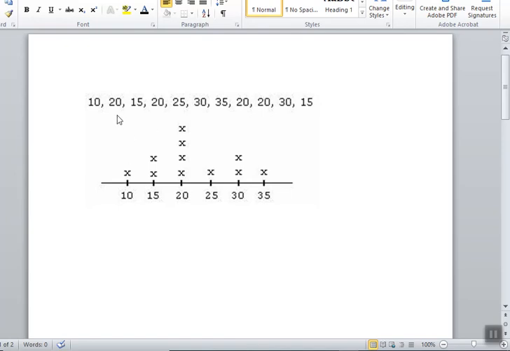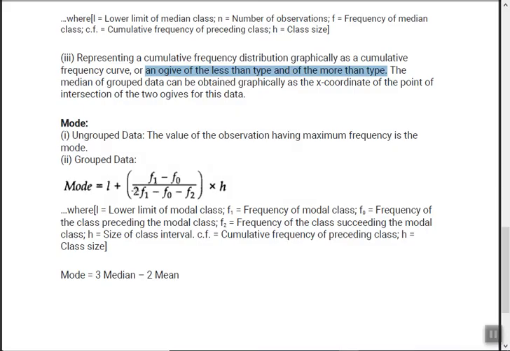So we write everything, each one individually, 10, 15, 20, and so on. Okay, then how many times does 10 come? 1, 15 2 times, 20 4 times. So maximum is 20. So what is the mode? Maximum 20. This is for ungrouped, and this is the simple meaning of mode. For grouped it is difficult.